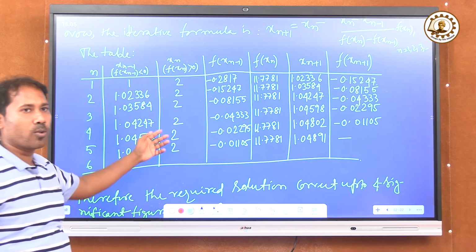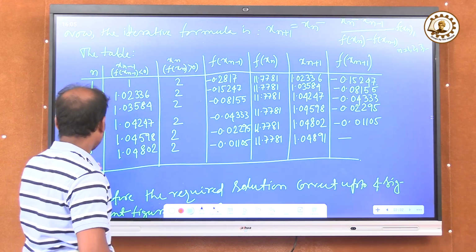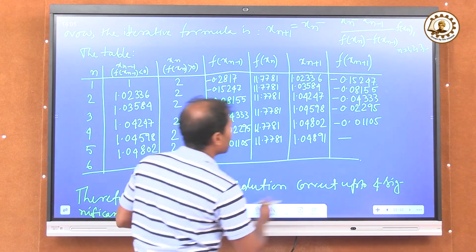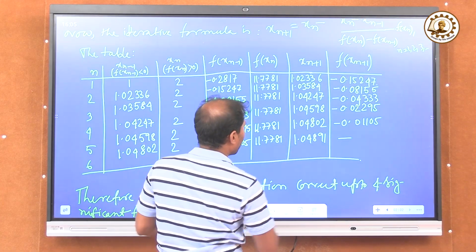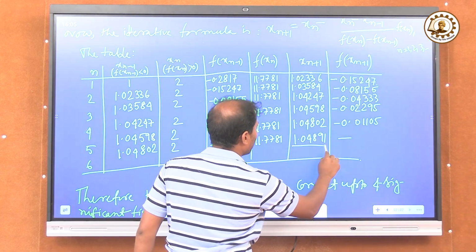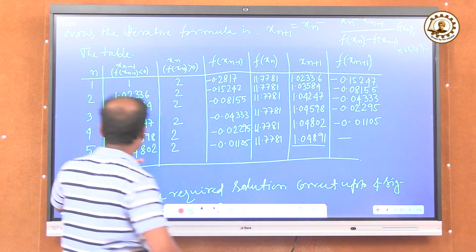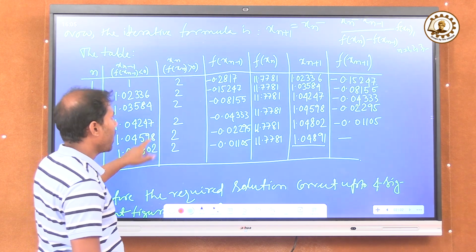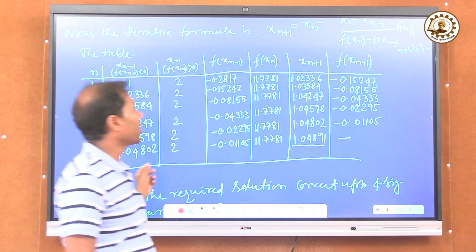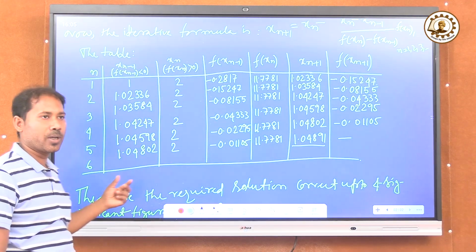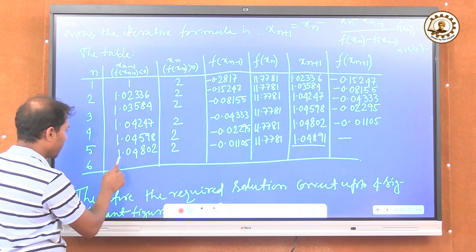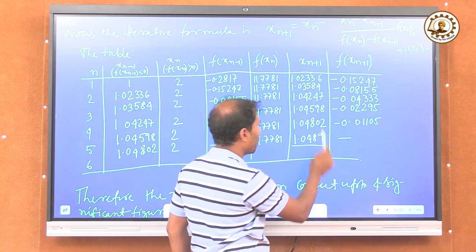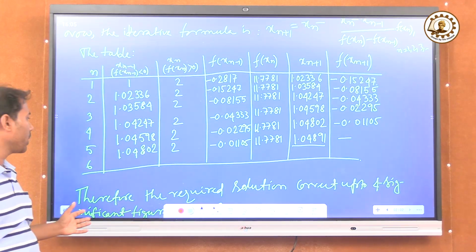If we calculate likewise using this formula, in the sixth iteration we get 1.048, and the previous value, x_{n-1}, is 1.048. The given question is to find the root up to 4 significant figures. So here 4 significant figures, 1, 2, 3, 4, and here also 1, 2, 3, 4. So they matched up to 4 significant figures.